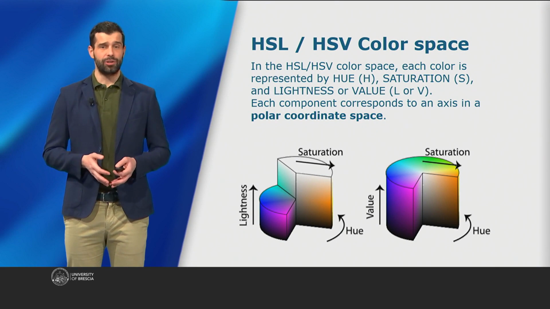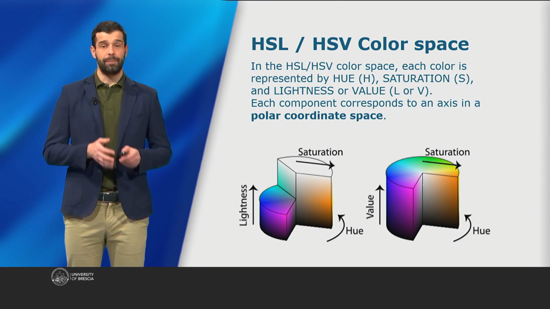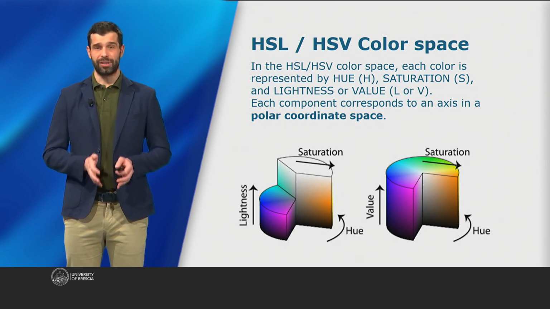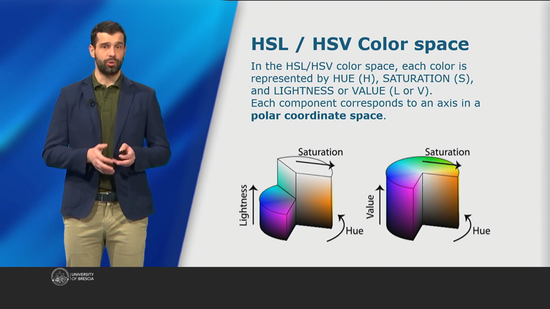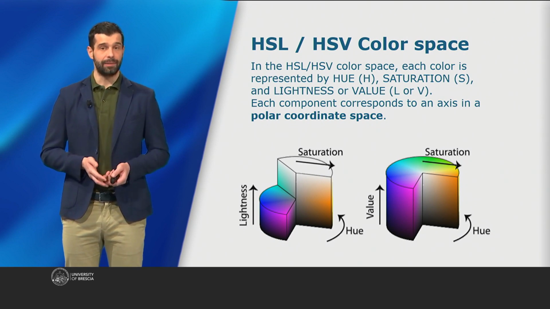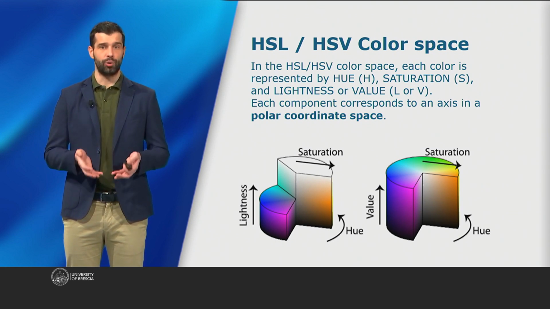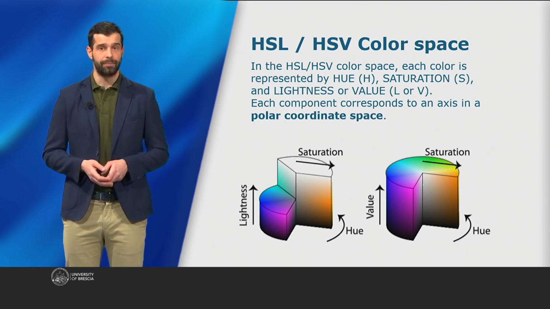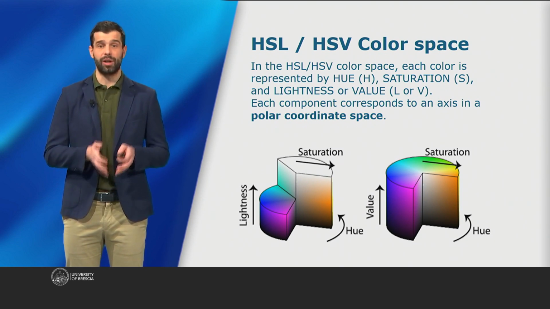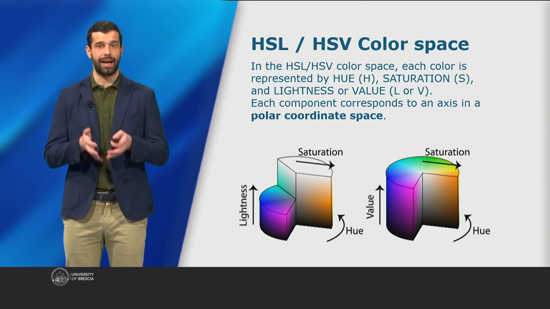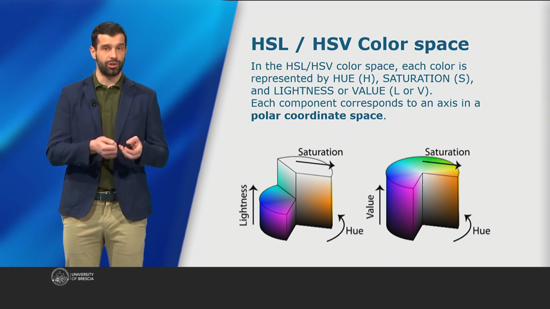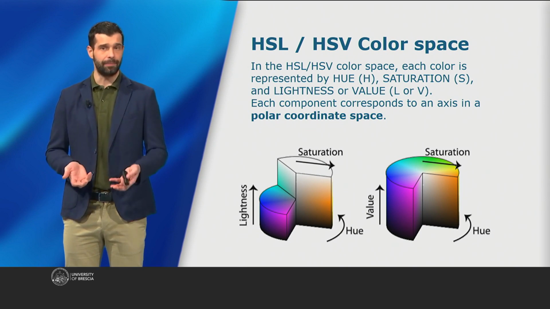Another possibility is represented by the HSL or HSV color space. In this case, each color is still represented by a triplet of numbers, where each number stands for hue, saturation, and intensity. Graphically, this color space can be visualized as a polar cylinder, where each axis is represented by one of these numbers. So, we will no longer talk about parts of red, parts of green, and parts of blue, but instead about hue, saturation, and intensity.